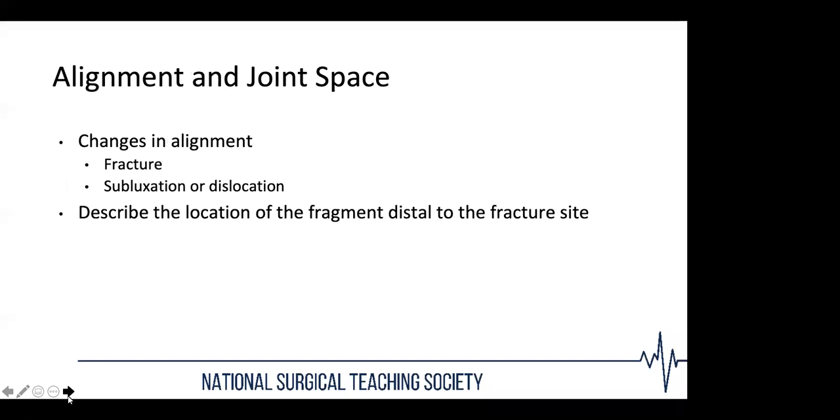So let's start with the acronym then. A is for alignment and joint space. And essentially what you're looking at is a change in the alignment of bones. Change in the alignment can be representative of a fracture, subluxation, or dislocation.